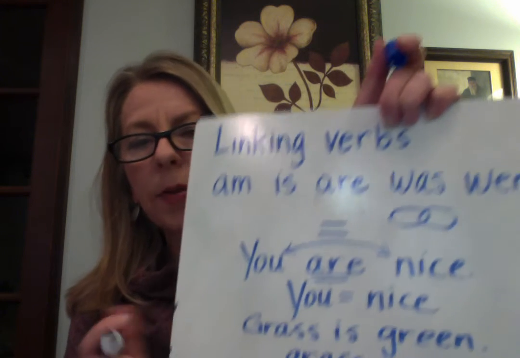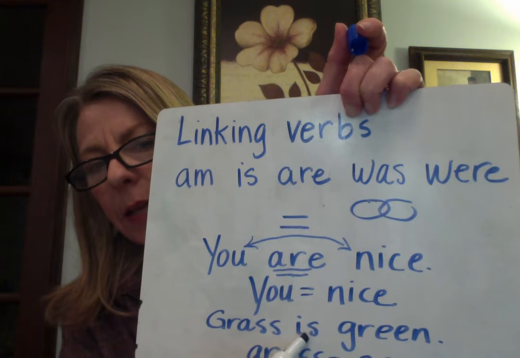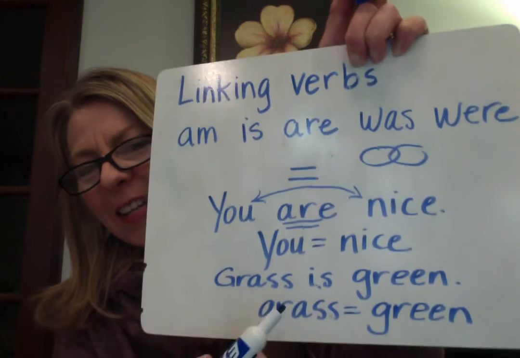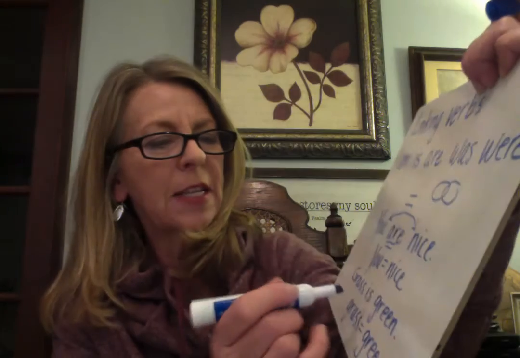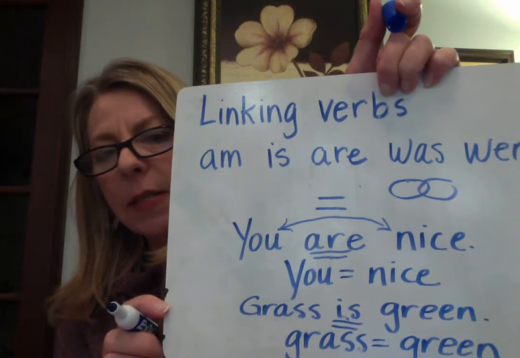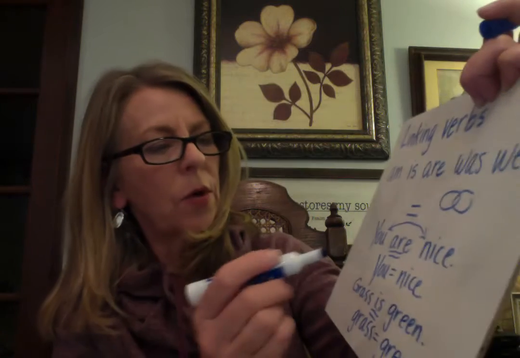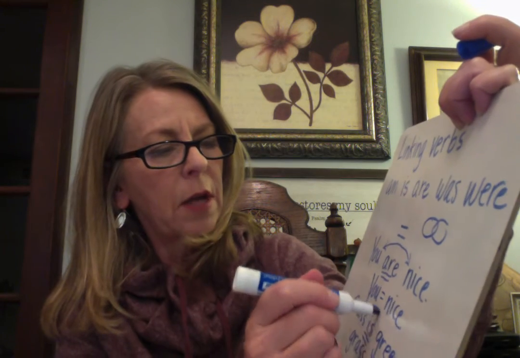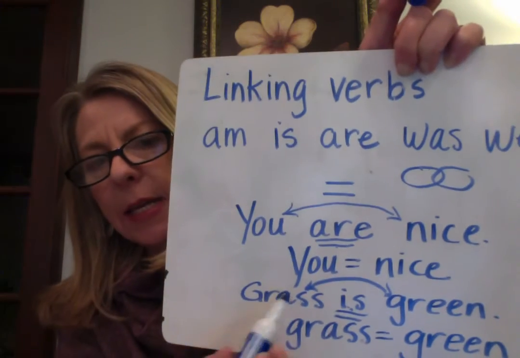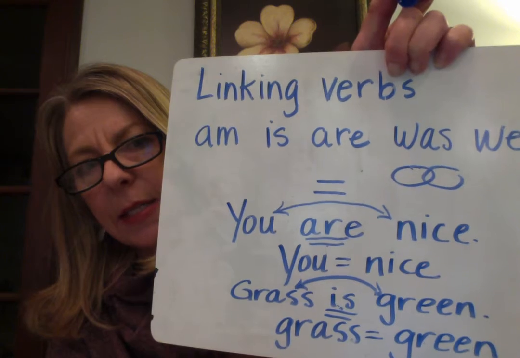Okay, let's look at another sentence, okay? Grass is green. So here is a linking verb. This is telling us that grass equals green, right? Grass equals green. So this is our linking verb. It is showing that grass and green go together, that grass is green. And so we can draw an arrow from grass to green and green to grass. And is our linking verb that does that in a sentence.